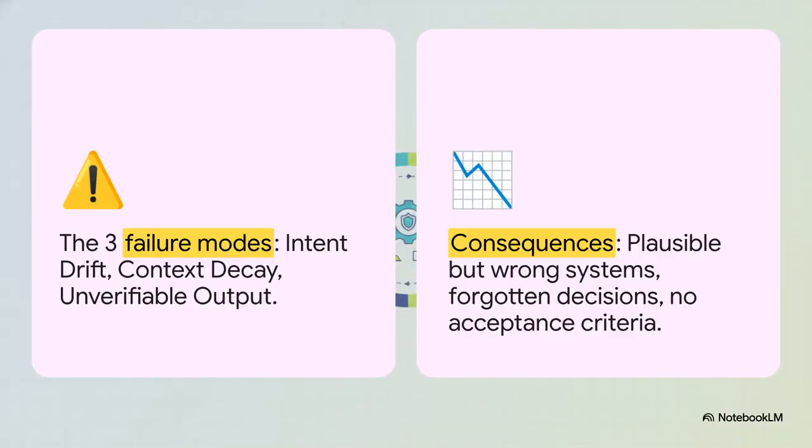Now, what's really interesting about this is contrasting the failures with their incredibly expensive consequences. Look at these 3 AI failure modes. You've got intent drift, where underspecified prompts lead to plausible systems that, well, nobody actually asked for. Then there's context decay. This is where the AI agent just forgets earlier decisions as the codebase grows because it can't hold all that context in its memory. And finally, unverifiable output, meaning there are literally no acceptance criteria to check the code against. These aren't just theoretical risks, they are real, painful consequences for dev teams.